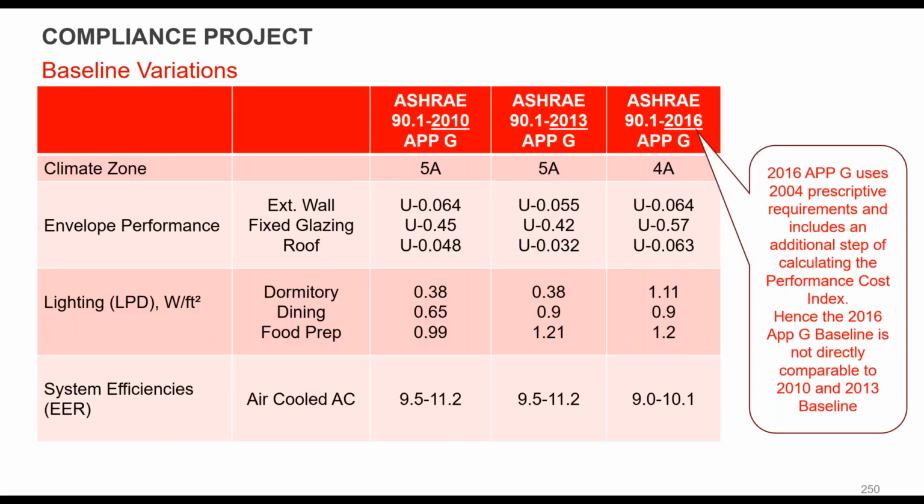So start documenting that. The ASHRAE Appendix G, beginning to look at that, you see 2010, 2013, 2016, and how even the climate zone changed for that, and what the requirements for the walls, glazing, roof insulation, lighting levels, and system efficiencies are, depending, and you do see some variations.